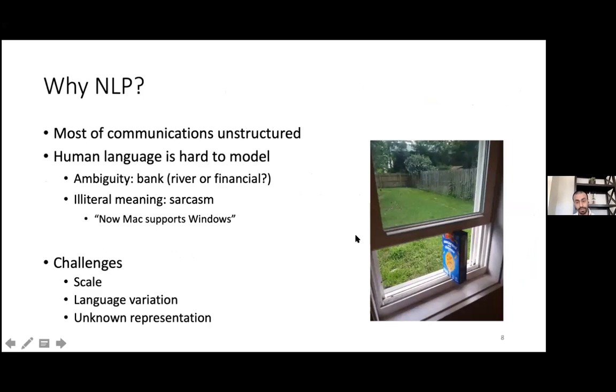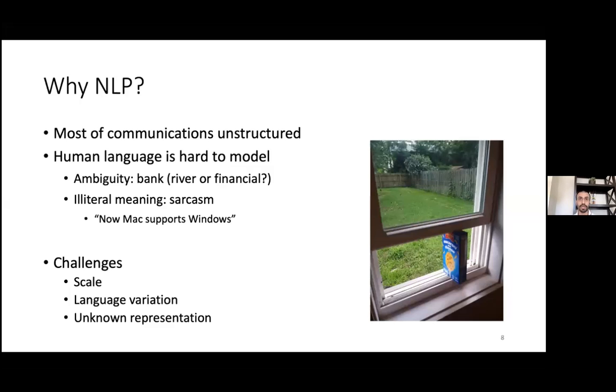And it's worth mentioning that most NLP problems are AI-hard and still unsolved. So why do we need NLP? In fact, most of our communication as humans is in unstructured format. Also, human language is hard to model. As I mentioned before, natural languages are inherently ambiguous. So a word like bank could mean river or financial institution.